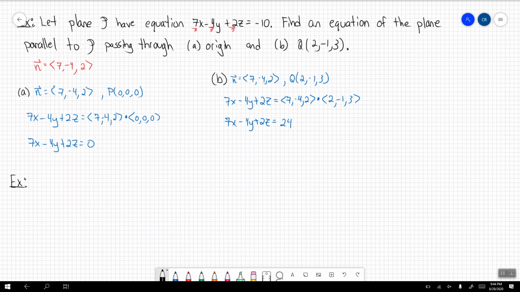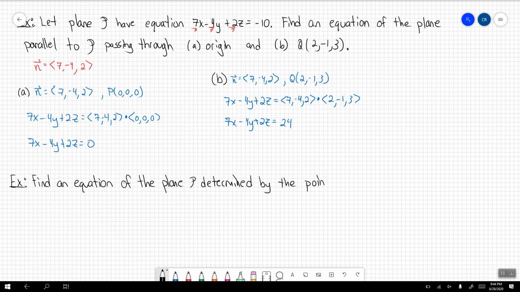Next example. We want to find an equation of the plane, let's say the plane P, determined by the points P, which is 1, 0, negative 1, Q, which is 2, 2, 1, and R, which is going to be 4, 1, 2. Just like this.